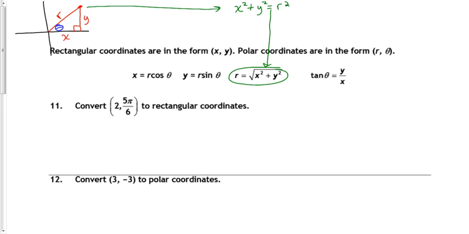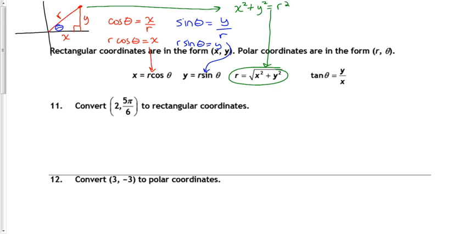So if I did the sine of theta, that would be opposite, which is y, over hypotenuse, which is r, at which point I can solve for y, and I get r sine theta is equal to y. So that's where this one comes from. Same idea when I go to use cosine. Cosine of theta is going to be x over r. To get x by itself, I multiply both sides by r, and I get x equals r cosine theta, which is where this comes from.